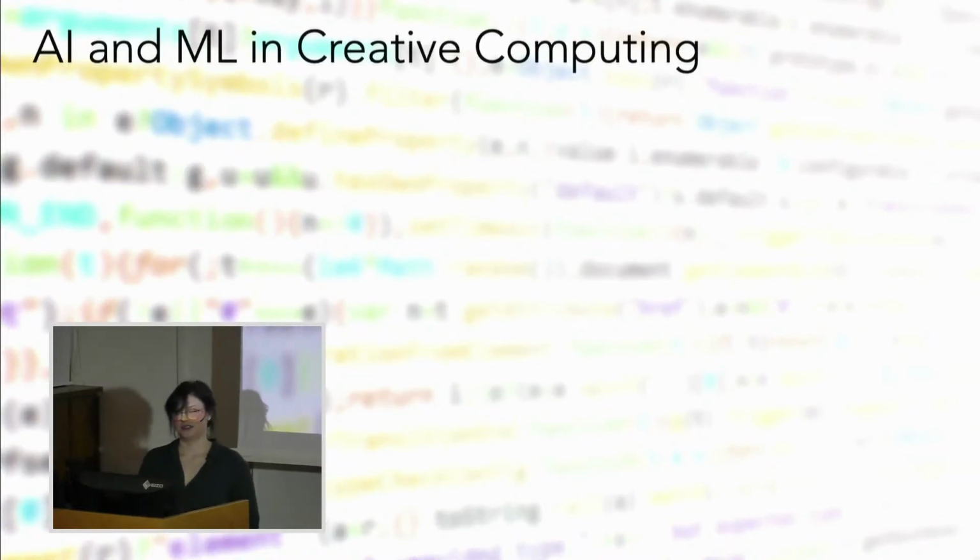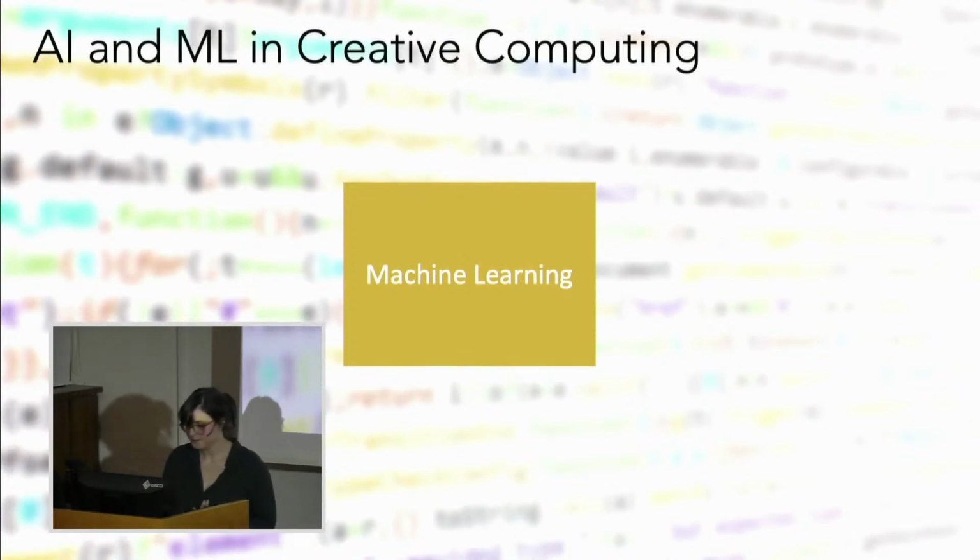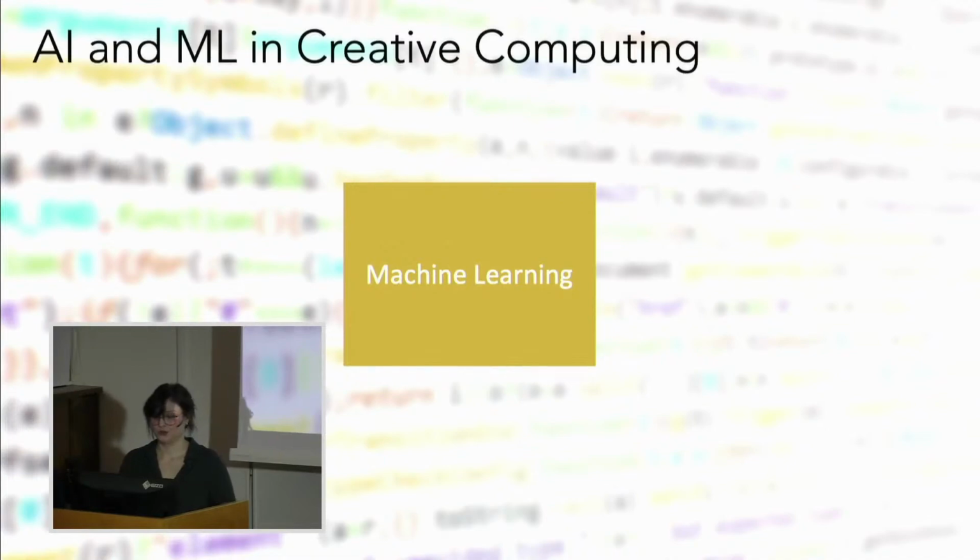As an AI practitioner, I try to remind myself that not every situation is improved by AI. And in creative computing, there are lots of examples of projects that require no AI, no machine learning, just code, such as the Processing examples that we saw earlier. However, depending on what you want to create, AI can be a big help. So let's look at machine learning in particular.